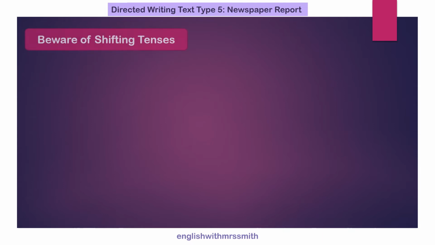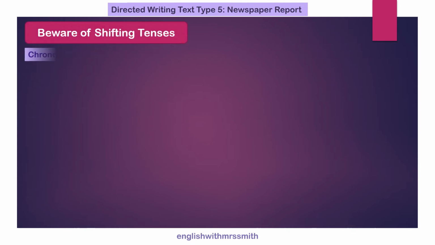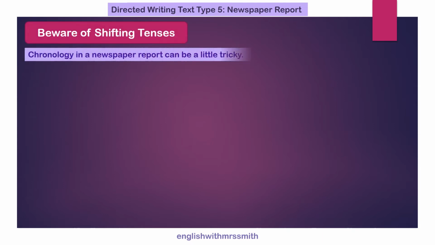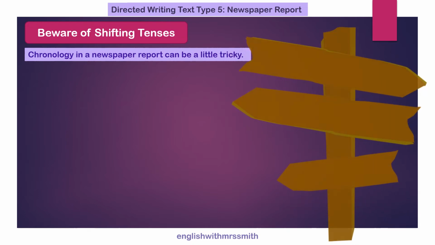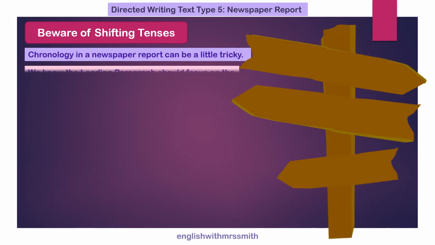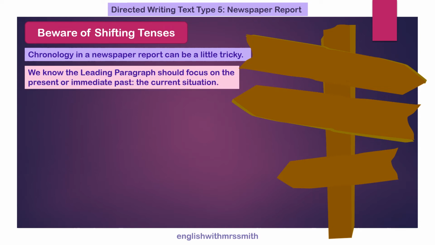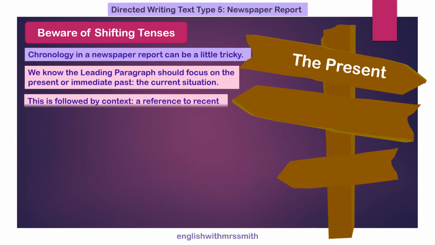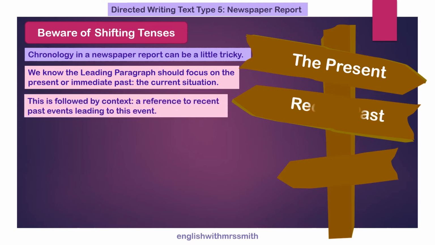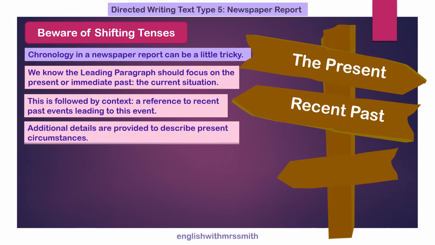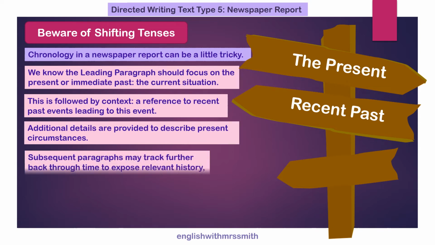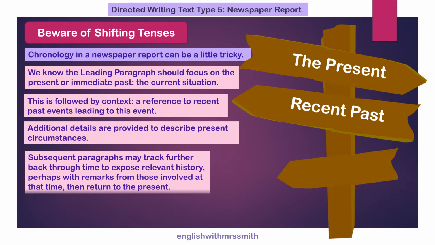One aspect to double check in your newspaper report is the use of tense. Chronology in a newspaper report can be a little tricky. We know the leading paragraph needs to focus on the present or the immediate past, the current situation. This is followed by context, a reference to recent past events, and then additional details are provided to describe the present circumstances again.